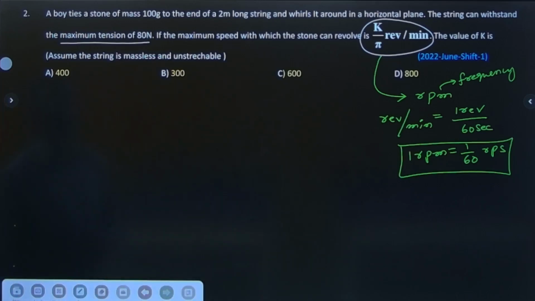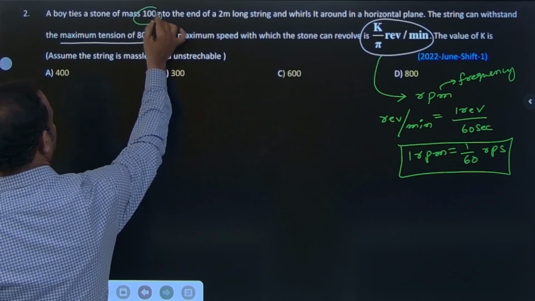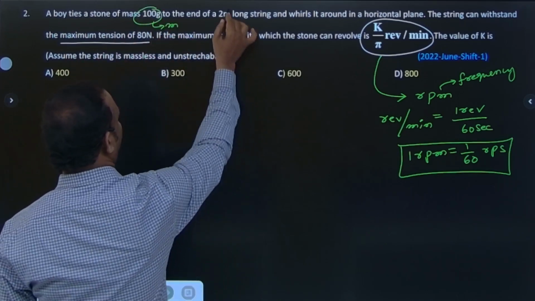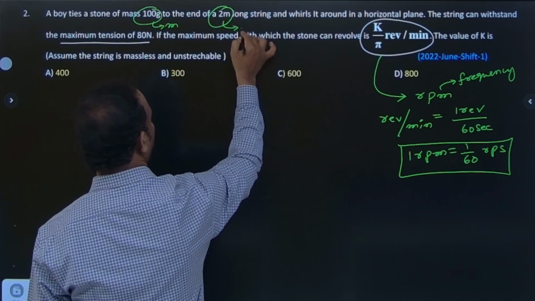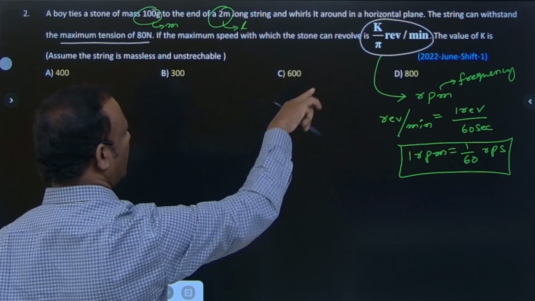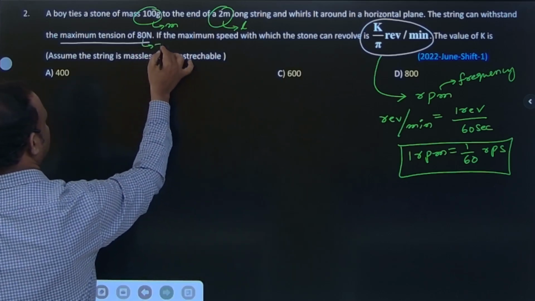Okay, so we are moving to this now. A boy ties a stone of mass, this is the mass as mentioned, just for clarity. Its length is 2 meters and it whirls around in the horizontal plane. The maximum tension is given, which is T.